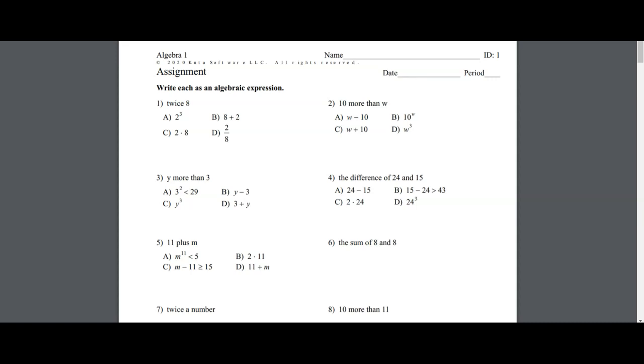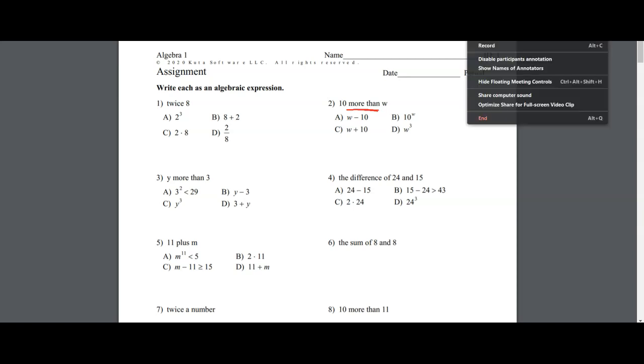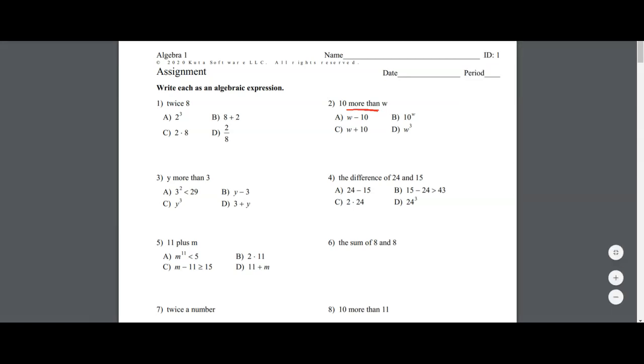So the first one we're going to start with is number 2. Pause the video, see if you can figure out the algebraic expression for number 2. Okay, so it says 10 more than W. We know we have 10 and W, but what does more than represent? Well, if we go back to our chart, we would see that more than represents addition.